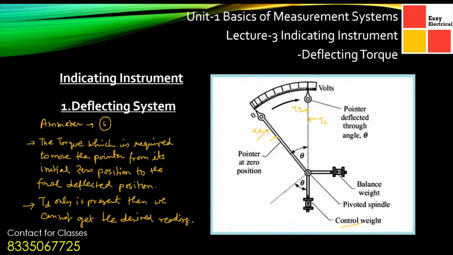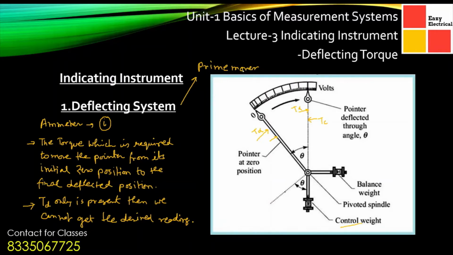But what is a deflecting system? The system which provides deflecting torque. Deflecting system is nothing but the system which provides the deflecting torque. Here in this case, we basically call the deflecting system the prime mover, because it produces the deflection of the pointer.